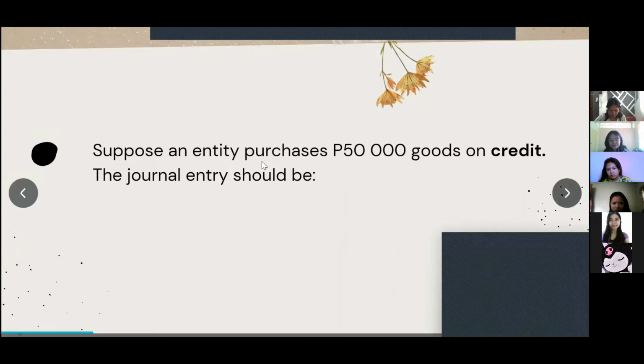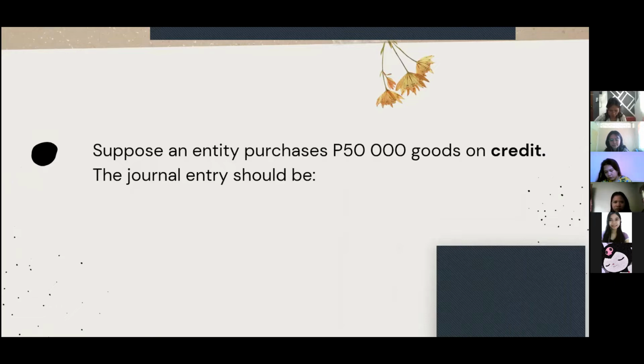Okay, so next question tayo. Suppose an entity purchases 50,000 goods on credit. The journal entry should be, the purchases naman. Debit purchases and credit accounts payable. So, tama.